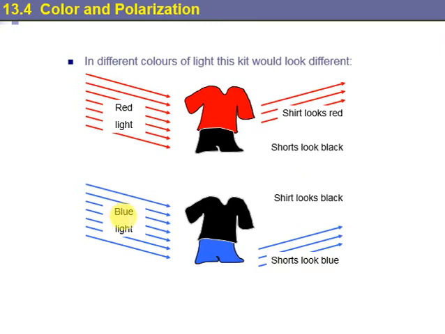Here the opposite, you are shining blue light on these two things, so the t-shirt will absorb the blue and reflect nothing, so the t-shirt looks black. But the shorts will not absorb the blue, instead it will reflect it into your eyes, so the shorts look blue.